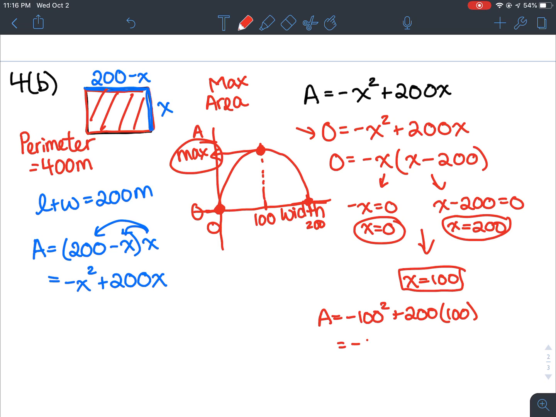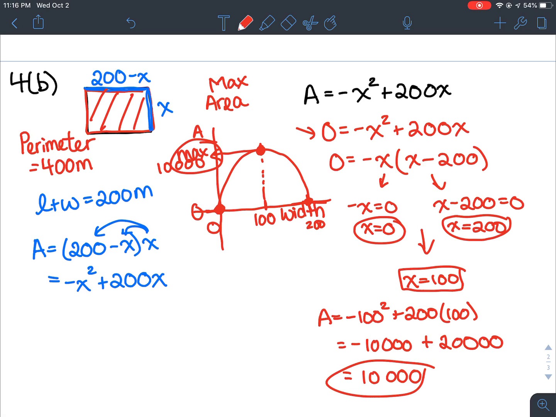So we'd have negative 10,000 plus 200,000, or 20,000, sorry. Which would equal 10,000. So we know our maximum area will be 10,000 meters squared, and our width is 100. So the question asks, what's the maximum area that can be enclosed? So the maximum area is 10,000 meters squared.